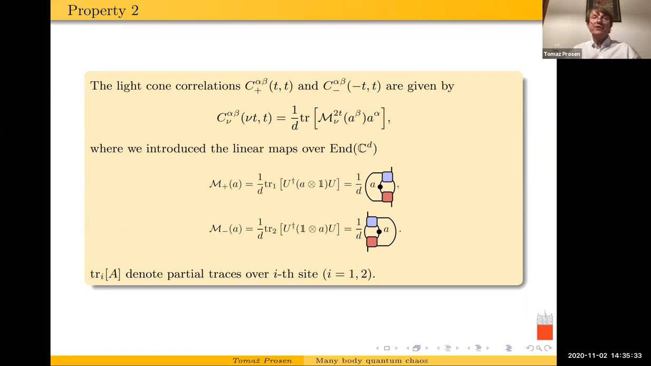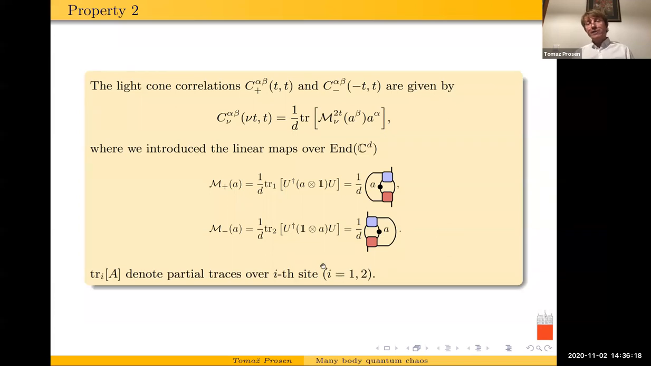You might think, okay, this is like a free theory now, or a swap circuit, where correlations can only spread trivially, but they are not. It turns out that correlation functions on the light ray are actually given by a completely positive trace preserving map, which depends again on the parity of the site you start from. You propagate on the left or on the right with a map which we call M plus or M minus, which in this diagrammatics is given in terms of this picture, but its representation is in terms of this partial trace. And this is a unital, trace preserving completely positive map.